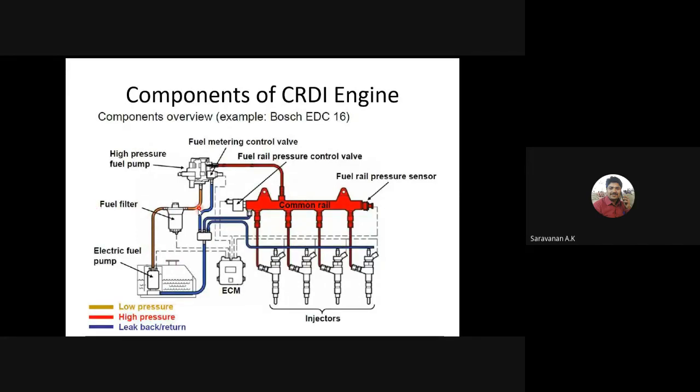So it is the low pressure pipeline, and the red will be the high pressure pipeline. The high pressure fuel pump is located between the low pressure pipe and the high pressure pipe. The basic function is to transmit the fuel to the system at the required rate of pressure.